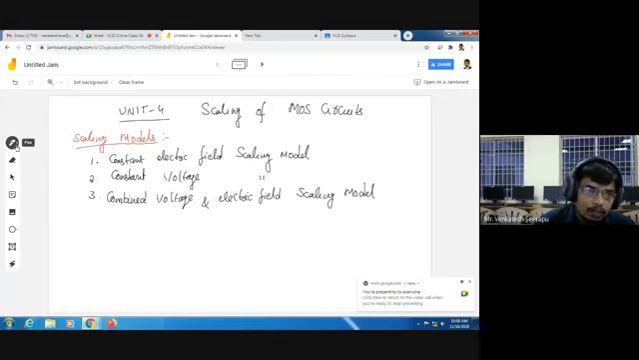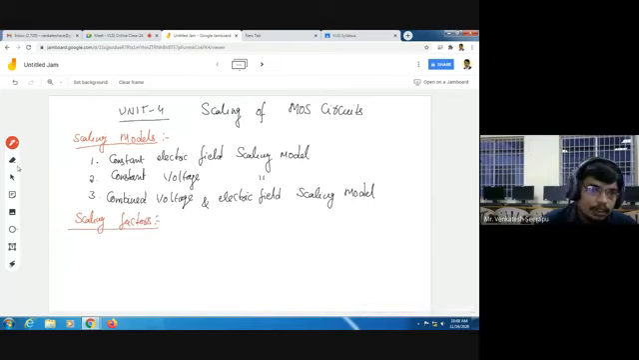What is the difference between the 3 scaling models? We have different types of scaling factors. What are the scaling factors? The commonly used scaling factors are 1 by alpha and 1 by beta.